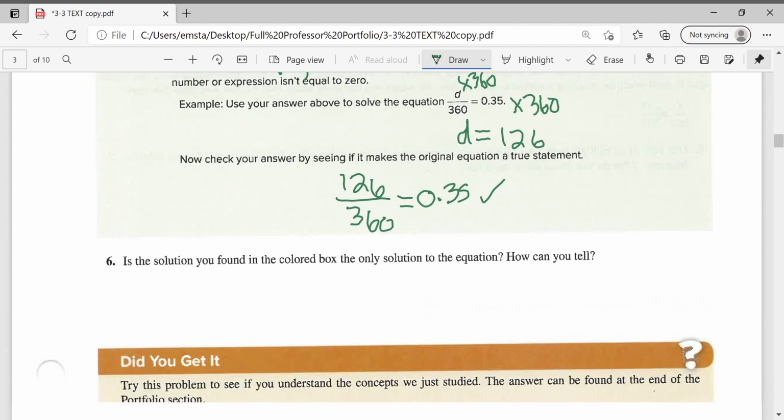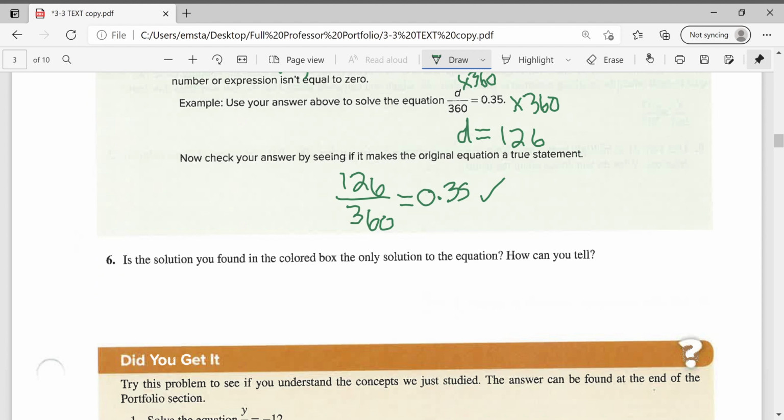Number 6 says, is the solution you found in the purple box the only solution to the equation? How can you tell? Yes, because when I plugged it in, it worked, and there's no other number that will work. So no other numbers work.